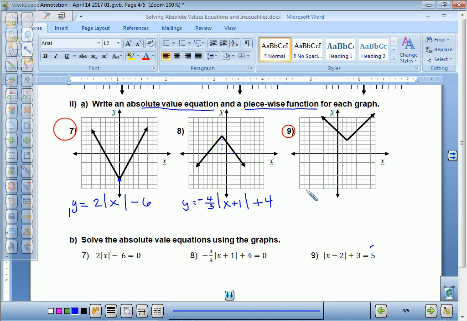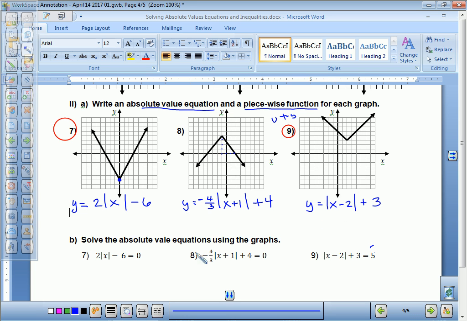Okay, so you try writing the absolute value function for this last one. It's the easiest one. I don't usually do that. I usually give you a hard one to try. Okay, did you get y equals the absolute value of x minus 2 plus 3?